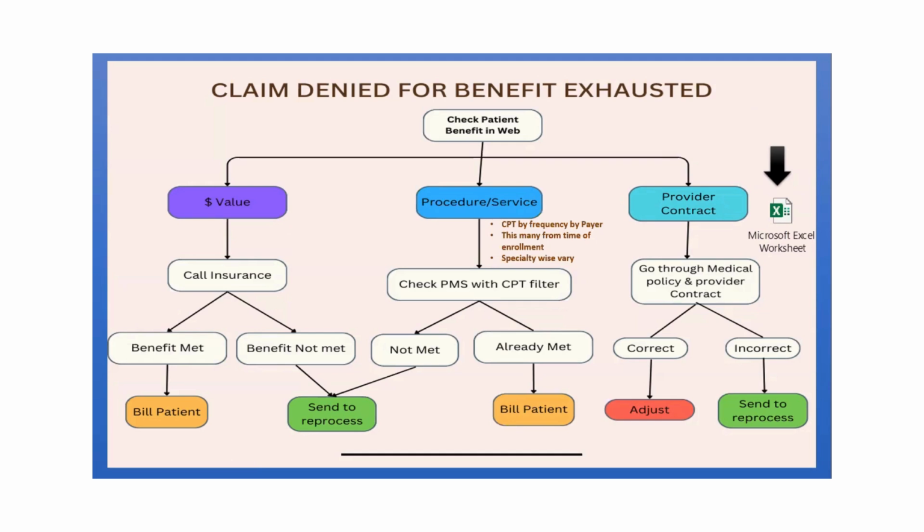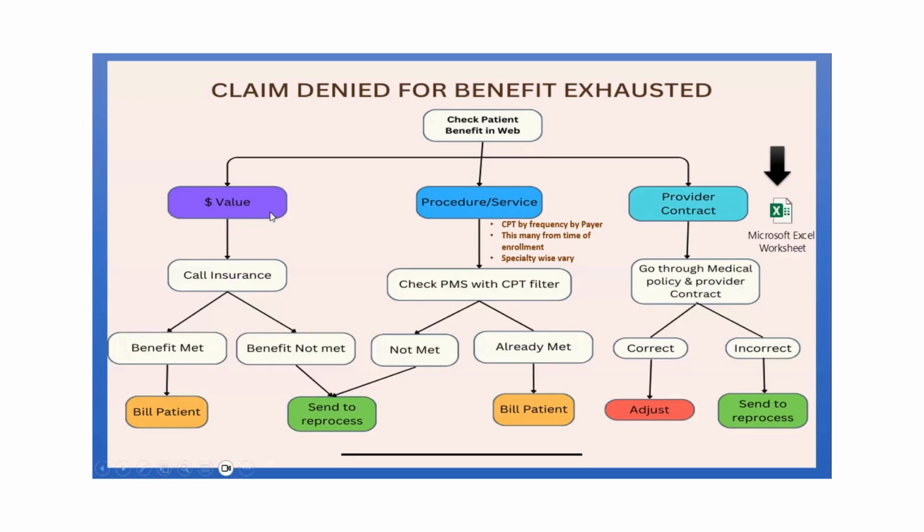Whenever you get any benefit related problems, as usual I added the denial code in the Excel sheet. You can download it and check it. Now, whenever you have any benefit related problem, you have to go back to the patient benefit and check, right? That is the key information on that particular benefit. Now the question is, benefit can be defined in different ways.